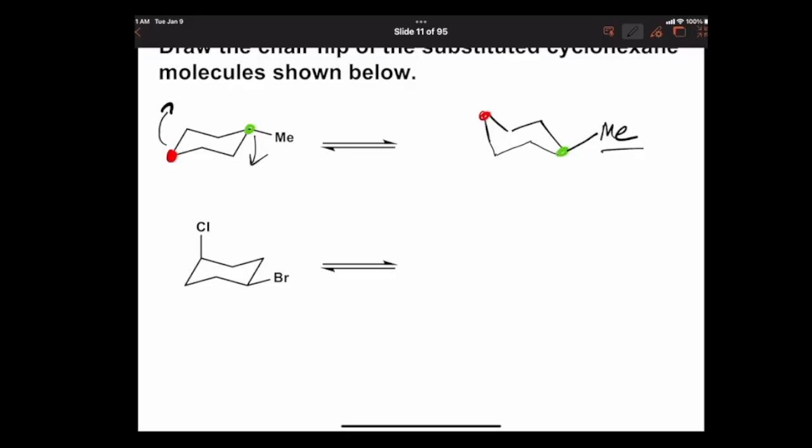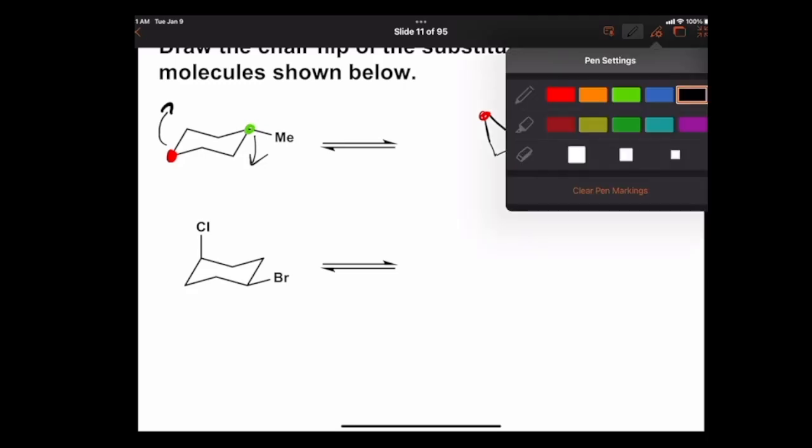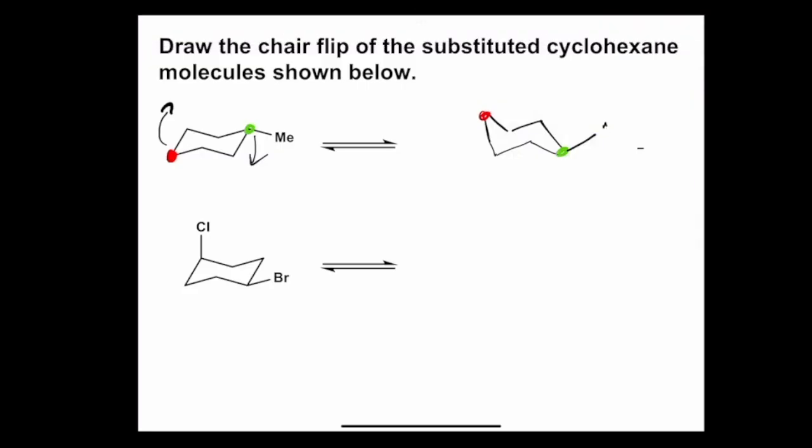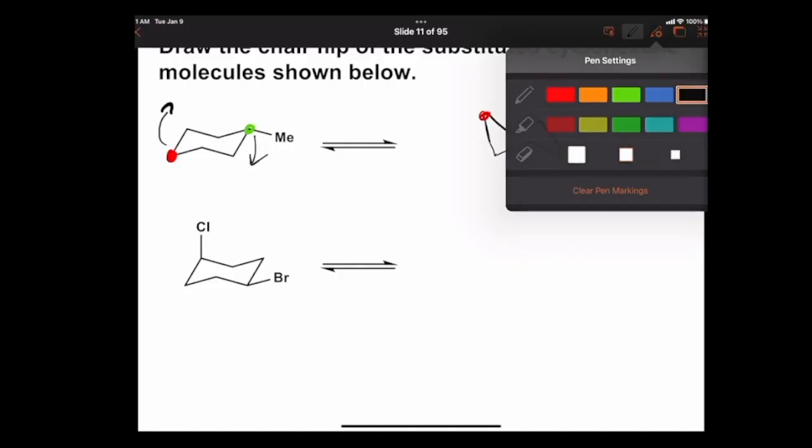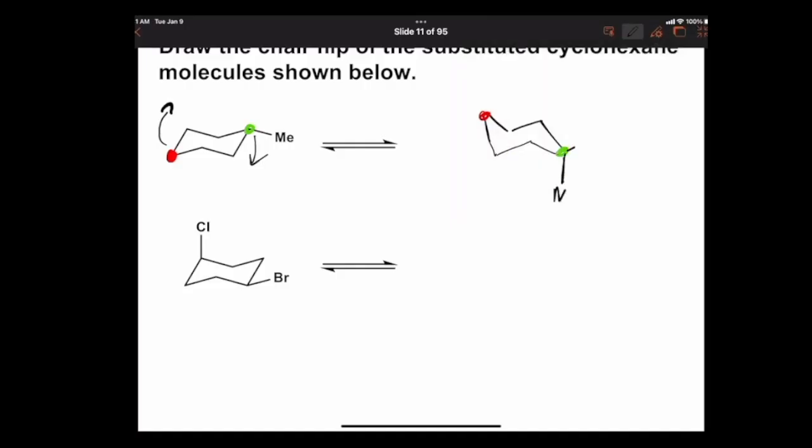It used to be the methyl in my first structure was equatorial. If I'm pulling it down, I'm changing the geometry. Anything that used to be equatorial must now be axial. So you don't just say, oh yeah, it needs to be there, I'm filling it and I'm done. No. If this is a new conformation, a new geometry, the methyl group now must be down here.